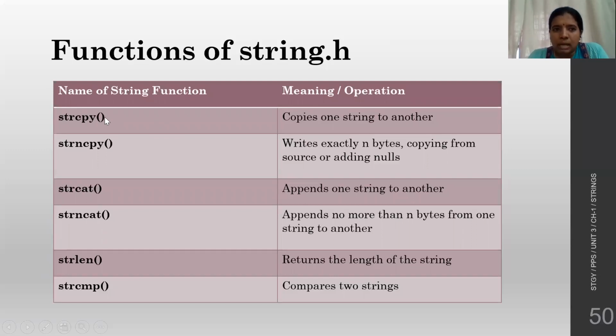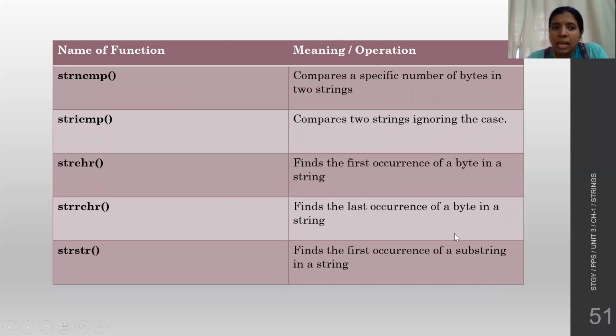A few of them are strcpy, a function that is used to copy one string to another. strncpy, which is used to exactly copy n bytes from the first string to the second string. strcat, which is used to append or concatenate strings together. strncat, which is used to exactly append first n bytes of string 1 to string 2. strlen, that is used to find the length of a string. strcmp, that is used to compare two strings. strncmp, that is used to compare first n bytes of string 1 to string 2.